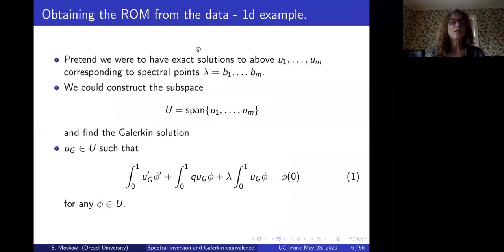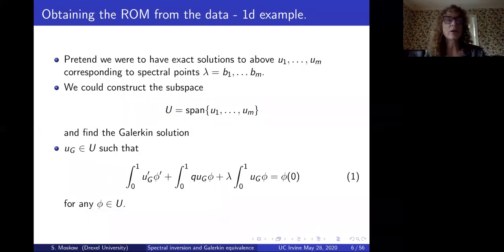Okay, so let's pretend we were to have exact solutions to the above problem for the M spectral points. In the world where we had these exact solutions, we could construct a Galerkin subspace U generated by these solutions. So we would have U to be the span of these exact solutions. If we knew them, we could do this thing.